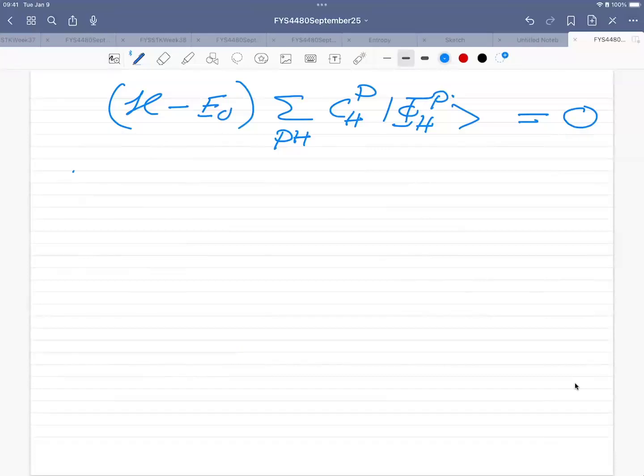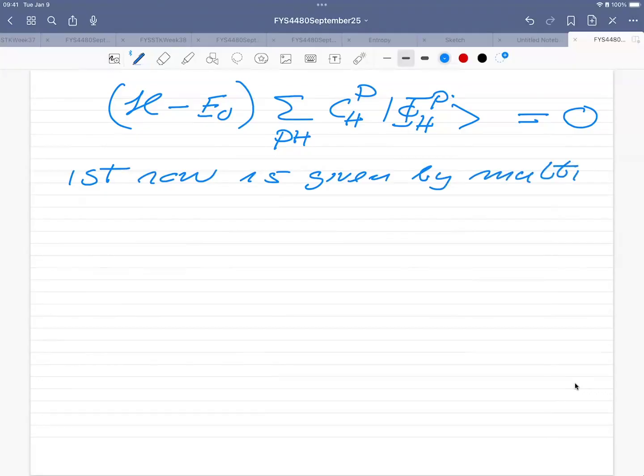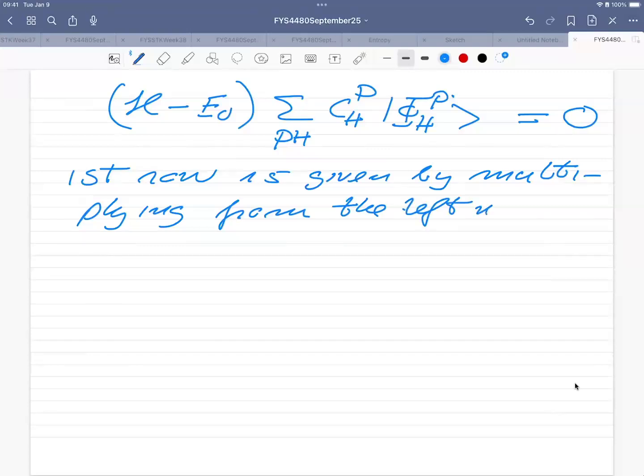Now the first row of the problem which we looked at is given by multiplying from the left with phi 0.